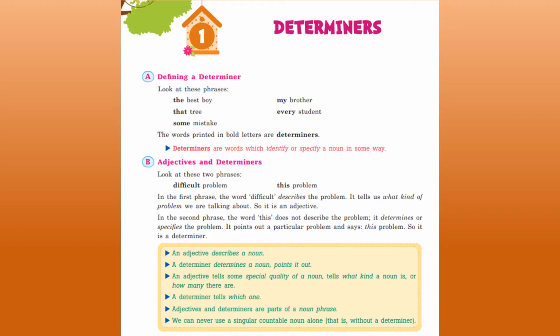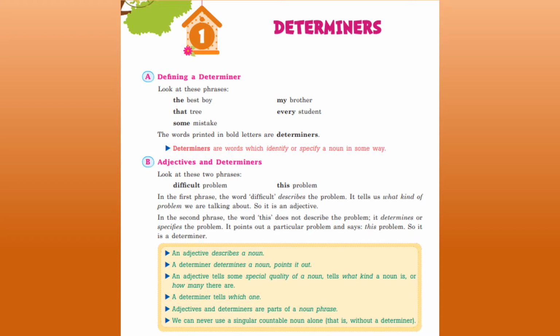Now let's start the chapter. A. Defining a determiner. Look at these phrases. The best boy. As you can see, the is written in bold. My brother, my is highlighted. That tree, that is highlighted. Every student, every is highlighted. Some mistake, some is highlighted. So the words printed in bold letters are determiners.